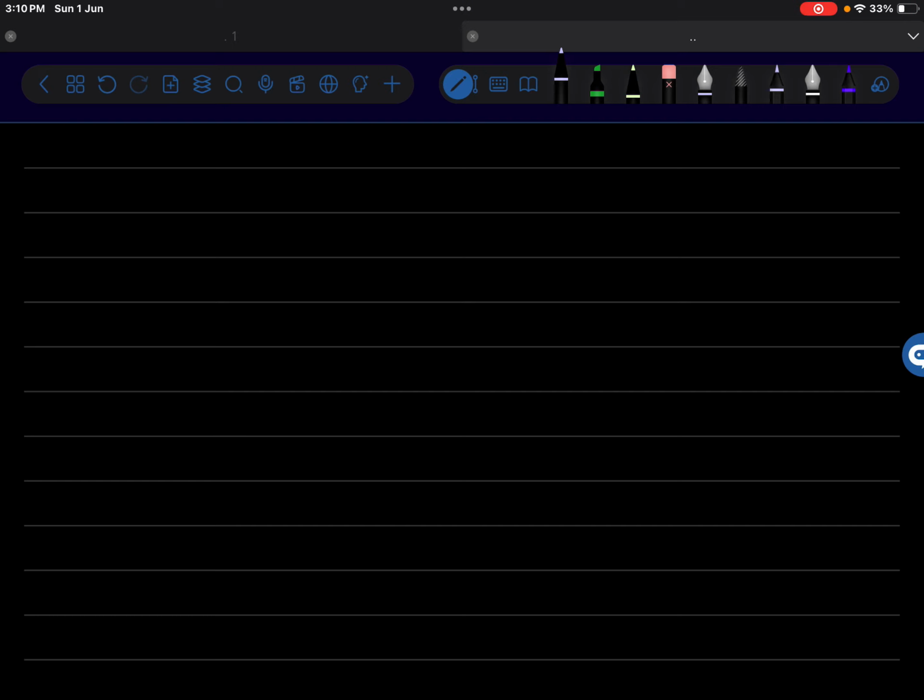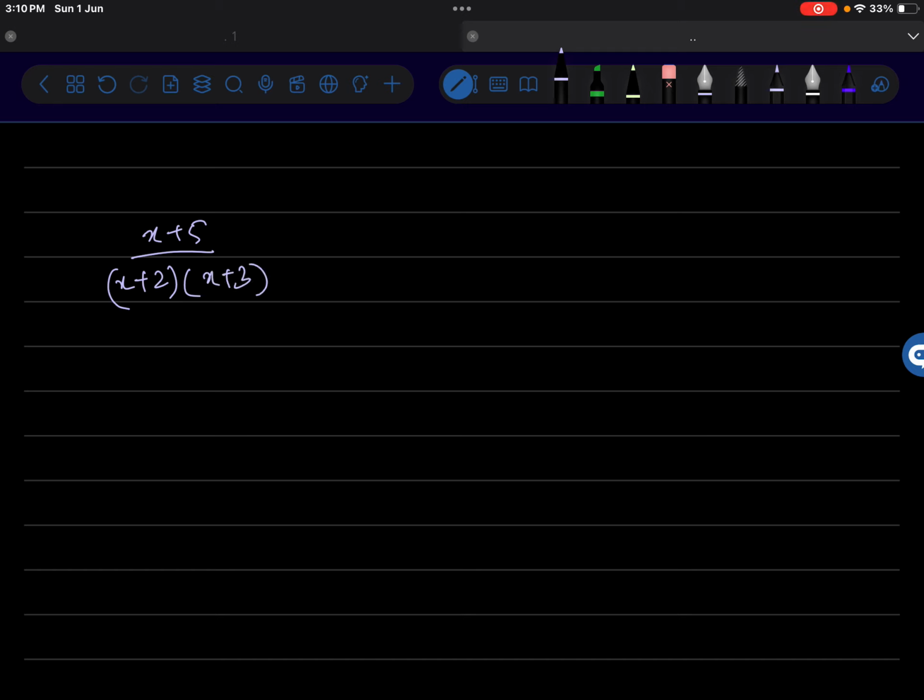So let's say you have an expression like this right here, (x plus 5) over (x plus 2) times (x plus 3). Okay. Now I can write this expression as simpler expressions like this, a over x plus 2 plus b over x plus 3. So now, a is a constant and b is also a constant. It can be any constant and I have to find these constants.